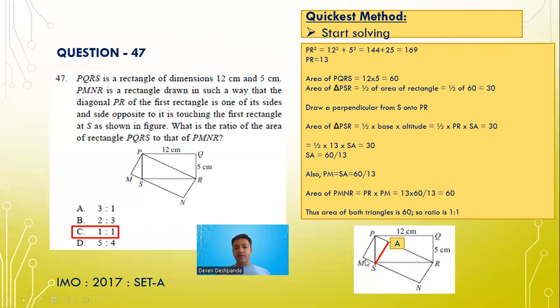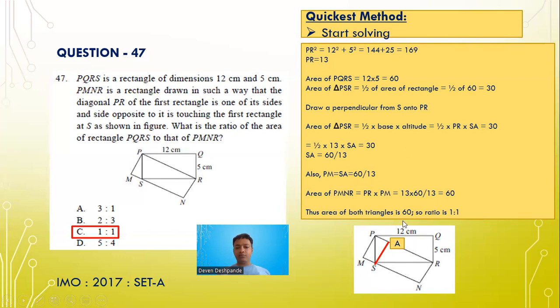And the area of PMNR. What is the area of PMNR? It is PR into PM. PR, the length, into PM, which is the breadth. PR is 13, into breadth. What is breadth? Breadth is PM. PM is 60 upon 13. So 13 into 60 upon 13. What is area? 60, isn't it?